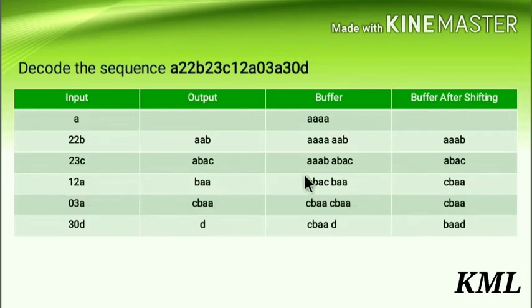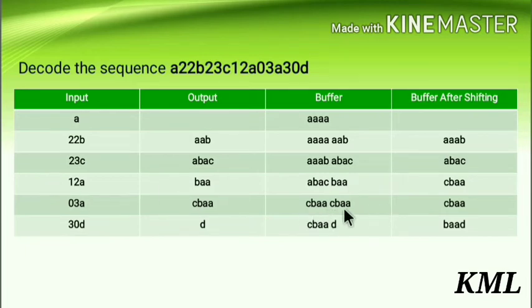Again remember you have to write the output from the right hand side to the output column. So write this BAA to the output column. Now shift. So 2 plus 1, shift by 3. These 3 letters go out and you remain with CBA. So now take this CBA to the left buffer in the next step and take the next input. Start from the 0th position, that is this 0, count 3 characters. So you get CBA.